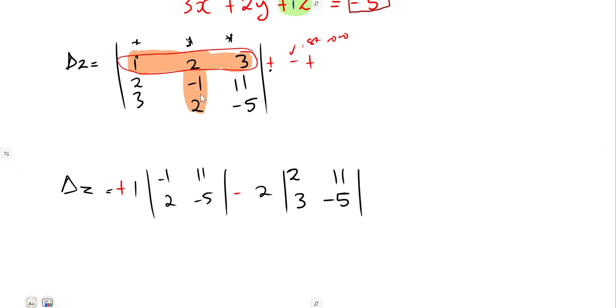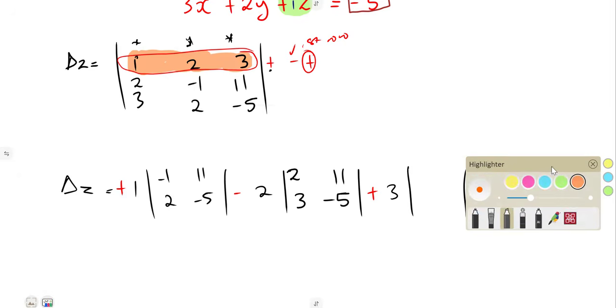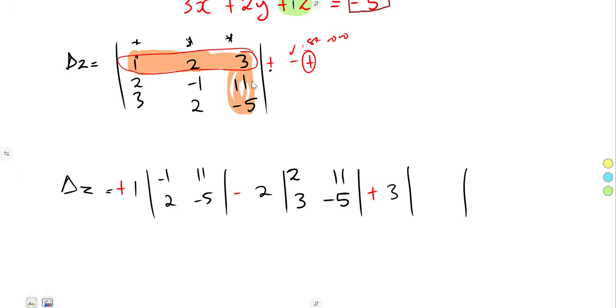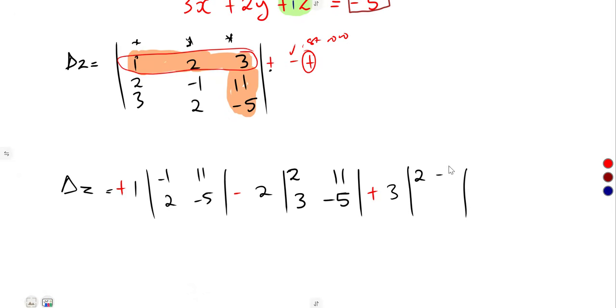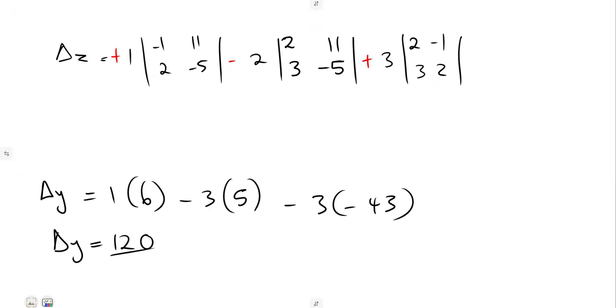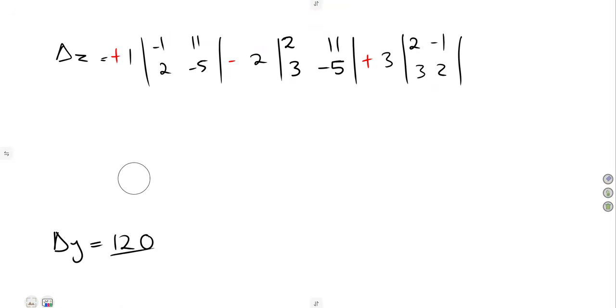Then the last one is 3. And the sign is what? A positive. So positive 3, determinant with respect to that. When you close the row and column where that 3 is, you'll be left with this part: 2, -1, 3, 2, in that order. So this is it. Let us determine our determinant. We are having our delta Z from there, determinant of Z.